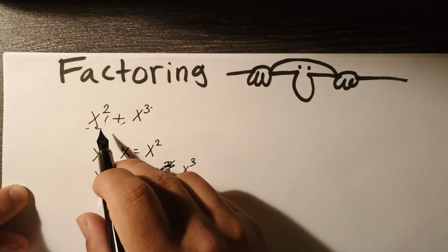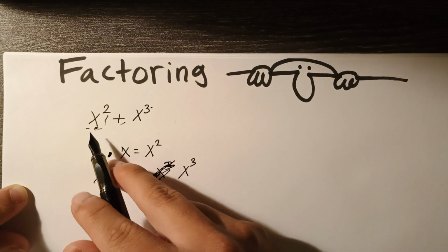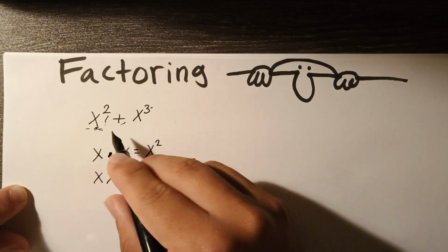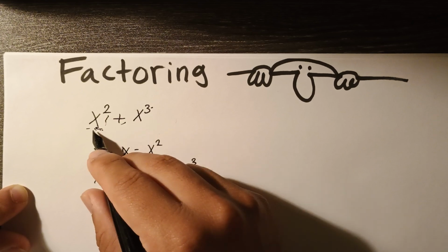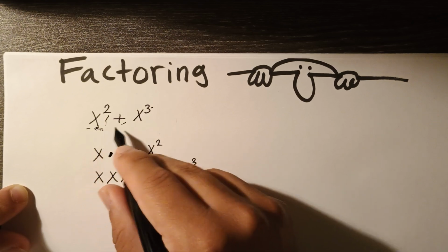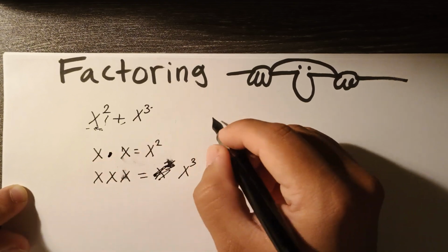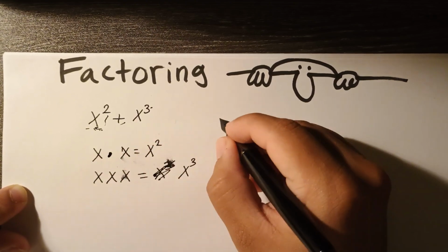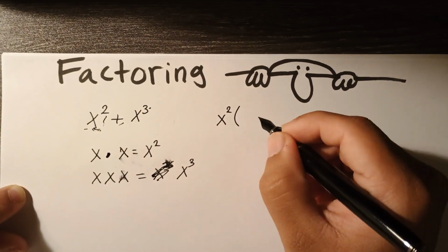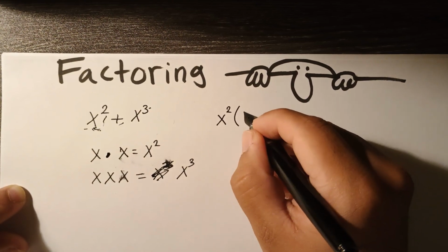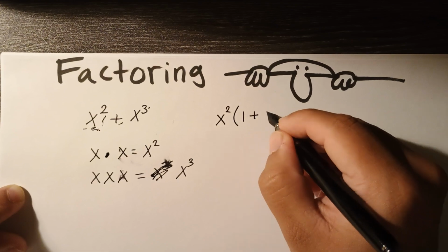So something that they have in common is an x. And this one, if we split it apart, would have two x's, and this one would have three x's. So we can at least take out two x's from both of them, right? So if I was to factor this, I would just write x squared, parentheses, 1 plus x.